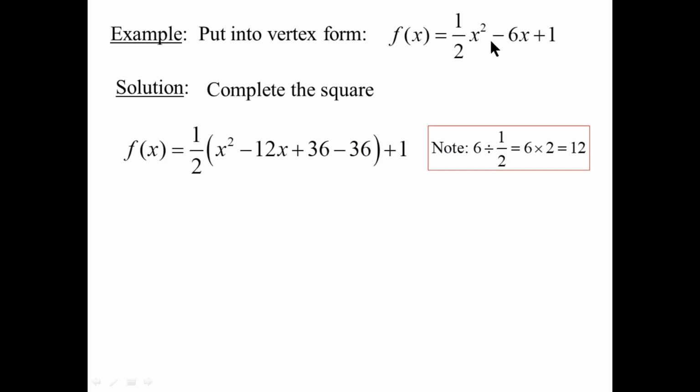A lot of people think that when you factor out the 1/2, the 6 becomes a 3. No, it becomes 6 divided by 1/2, and that's 12. And you can check your work by multiplying 1/2 in. You got 1/2 x squared, and 1/2 times minus 12 is minus 6. And then take the 12, cut it in half, or divide it by 2, square it. So 6 squared is 36, add it and subtract it.